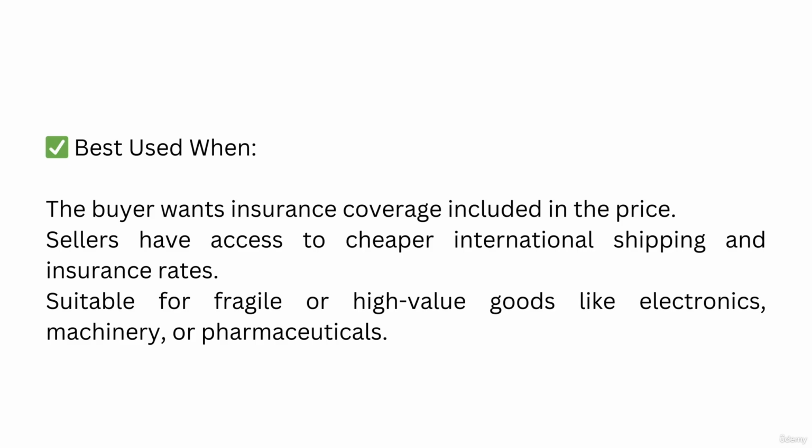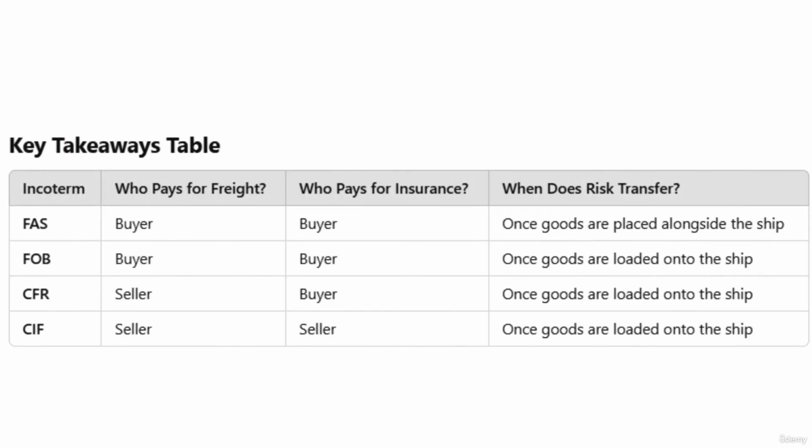In this module, we explored key Incoterms for sea and inland water transport: FAS, FOB, CFR, and CIF. These terms define how goods are transported, who pays for what, and when the risk shifts from seller to buyer. Choosing the right Incoterm depends on factors like cost control, insurance, and responsibility preferences.